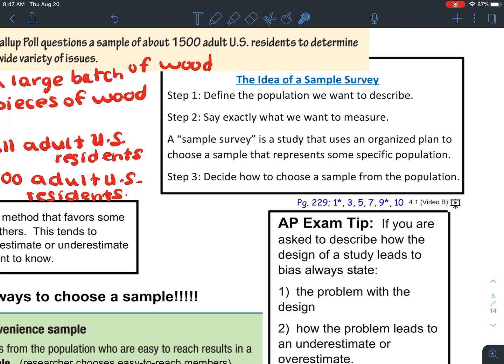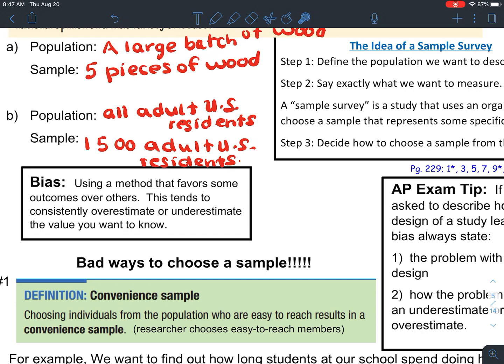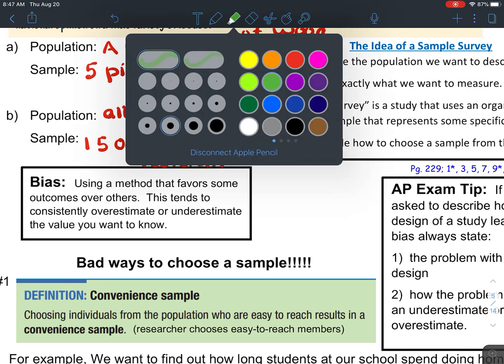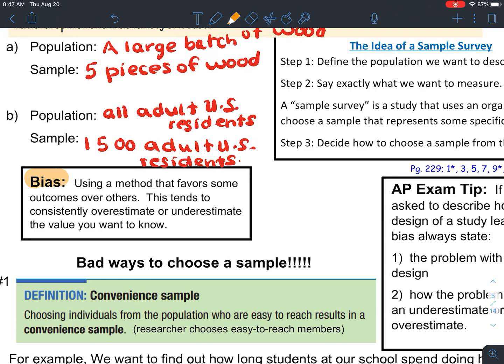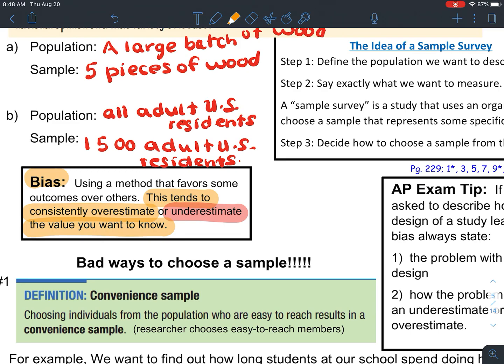Okay. All right. We're just going to briefly talk about bias here, and we'll probably come back to bias actually. But what bias is, and I'm going to highlight this because this is a really crucial piece here in stats. Bias is anytime you are using a method that would favor some outcome over another outcome. Okay, and what tends to happen with bias is your results are either consistently overestimating what the truth is, or your results are consistently underestimating what the truth is. Okay, one or the other.